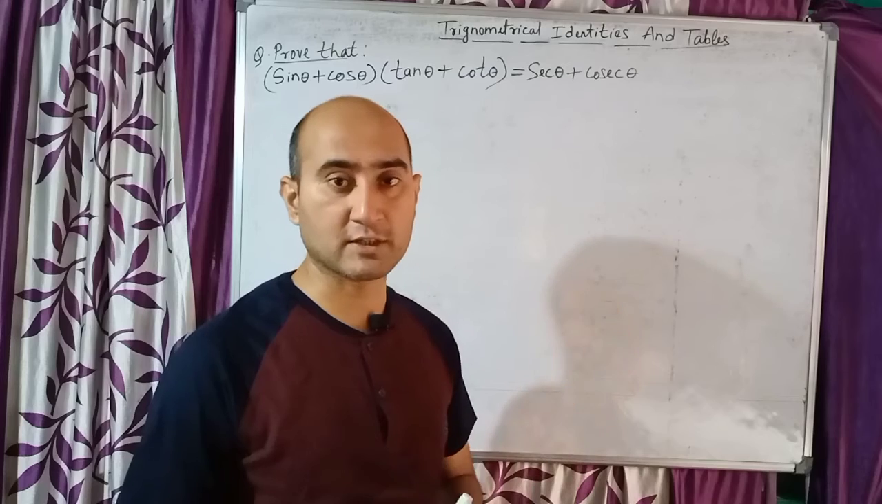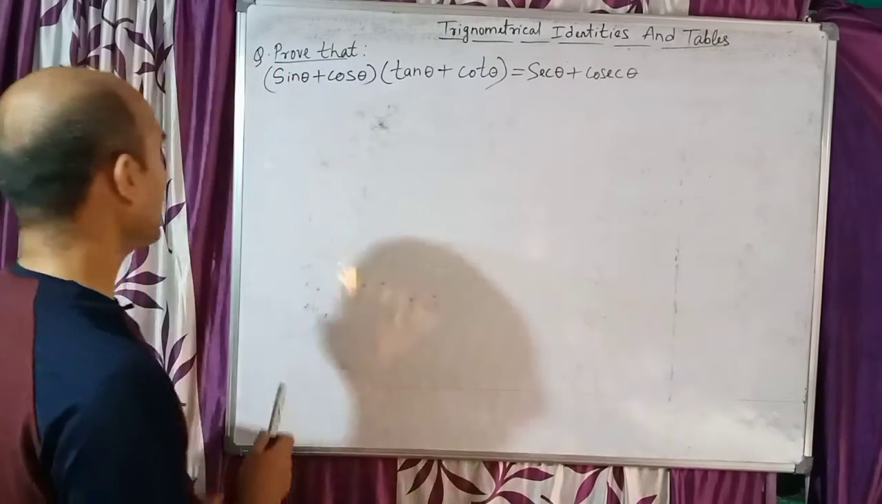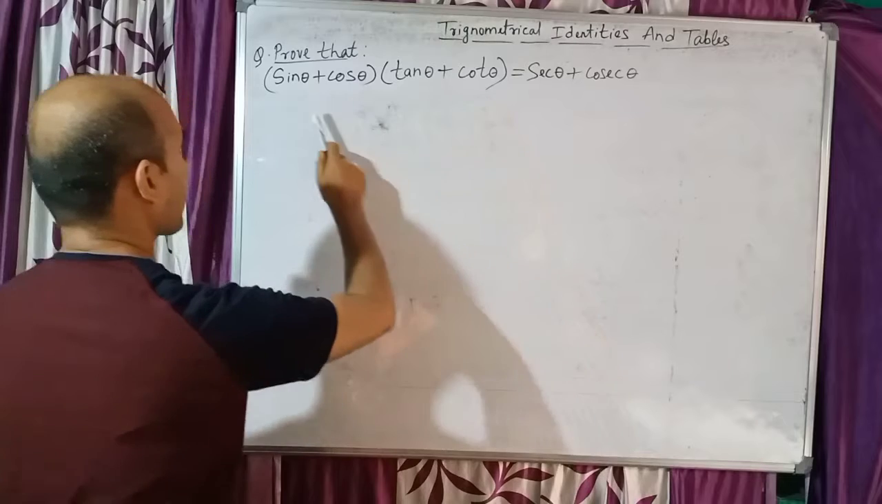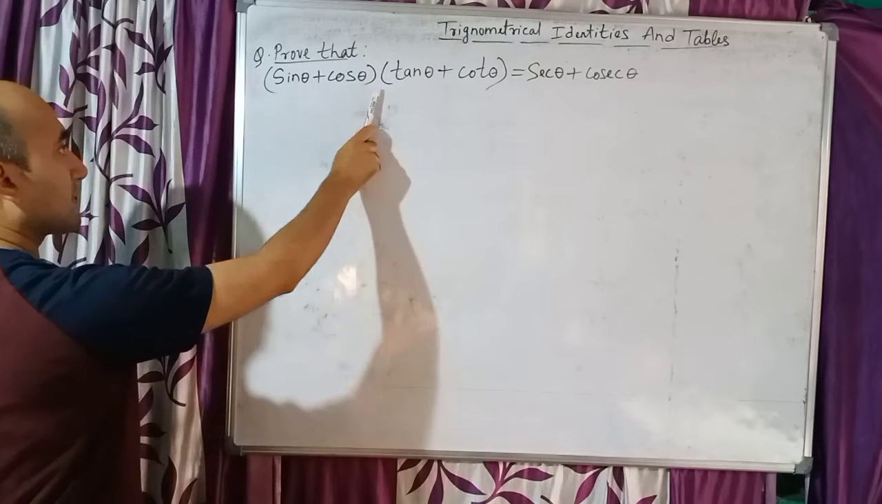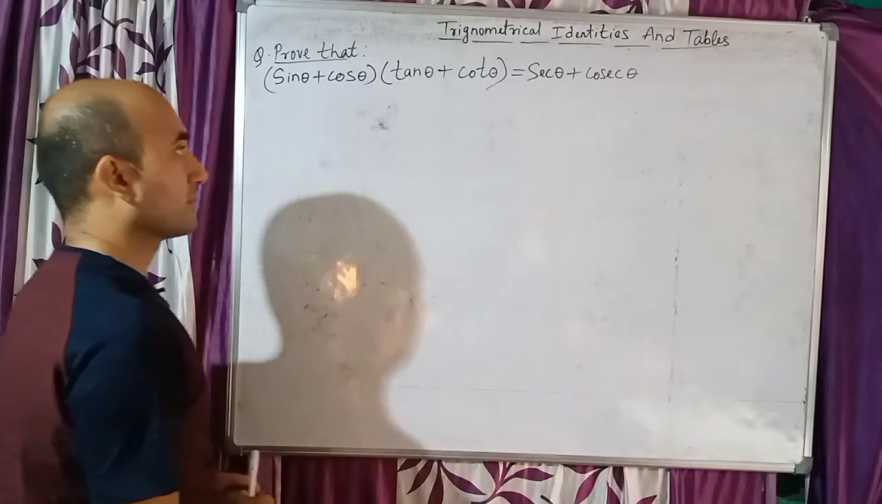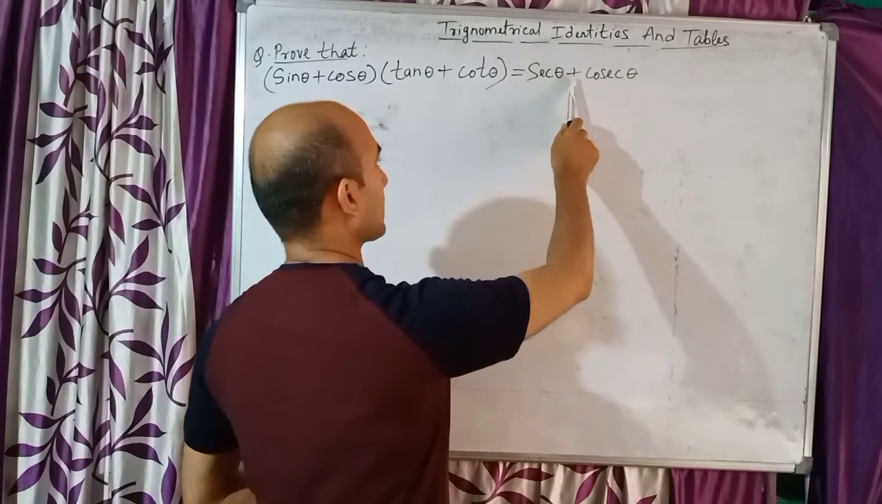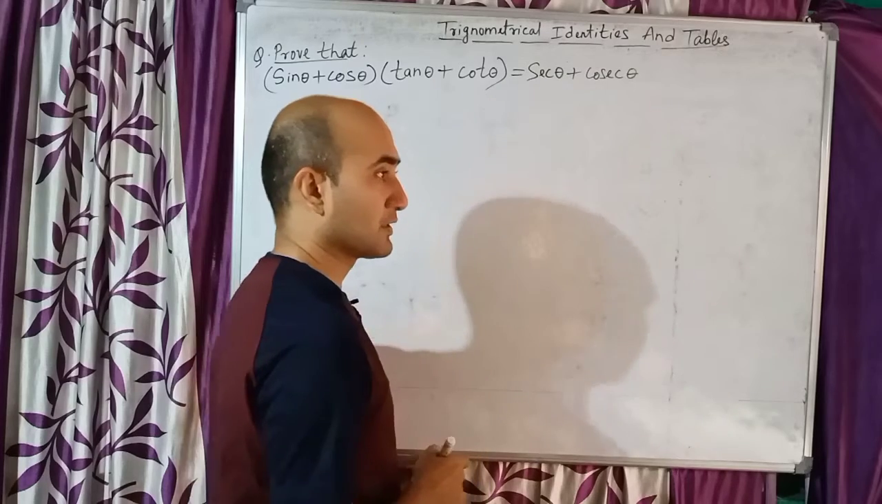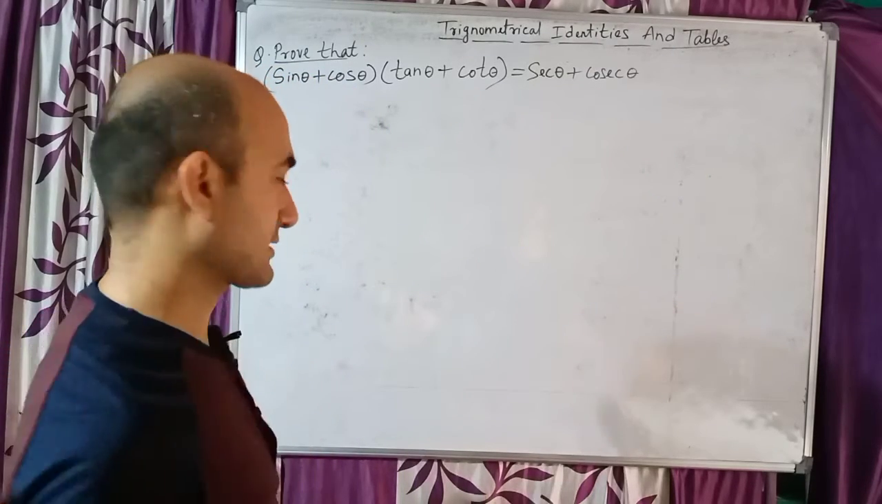So I have a question here. Let us discuss this question, children. On my left hand side I have (sin theta plus cos theta) multiplying with (tan theta plus cot theta), and this is equal to, on the right hand side, sec theta plus cosec theta. So let us try to prove LHS equal to RHS.